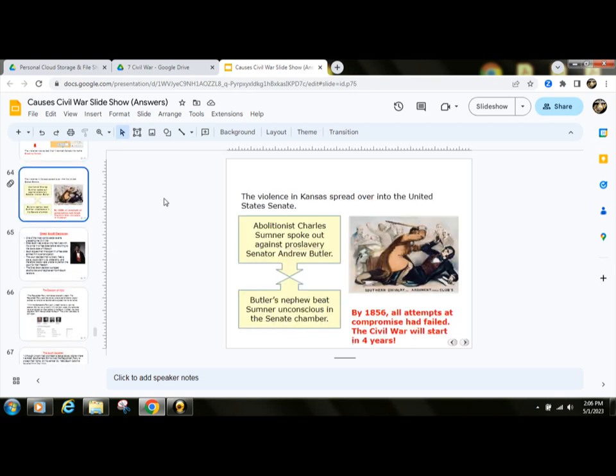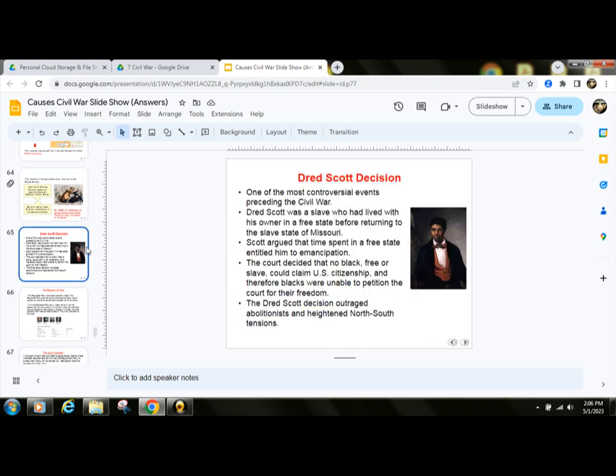The violence in Kansas spread over into the United States Senate. Abolitionist, that's a person who's against slavery, Charles Sumner spoke out against pro-slavery Senator Andrew Butler. Butler's nephew beat Sumner unconscious in the Senate chamber. So you had a physical fight right in the Senate chamber. So by 1856, all attempts at compromise had failed, and the Civil War would start in 4 years.